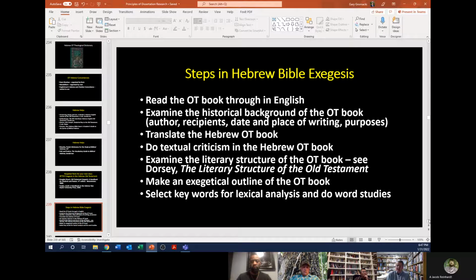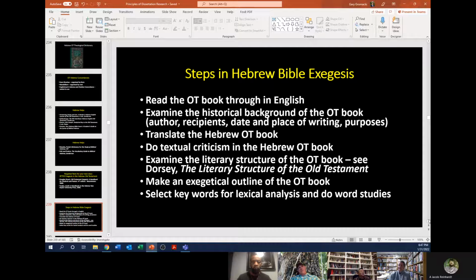And talk a little bit about chiasm and how that's being used in the Hebrew Bible. And then to make an exegetical outline of each Old Testament book. Now that's always a good goal because it forces you to think through the relationship of the various sentences and paragraphs and how you would outline a particular narrative.